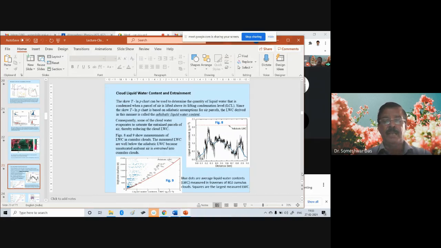This is true for the convective clouds. The skew-T log-P diagram is valid only for the convective cloud, that means cumulus cloud, cumulonimbus cloud, etc. It's not valid for the stratiform cloud. That you should know; I hope you know by now. The diagram is actually utilized for the convective clouds, not for the stratiform clouds.